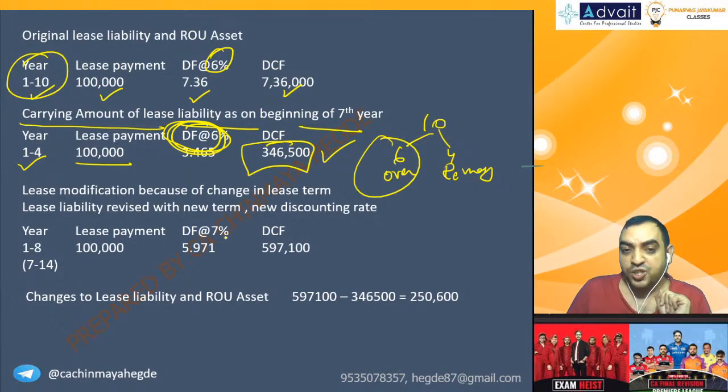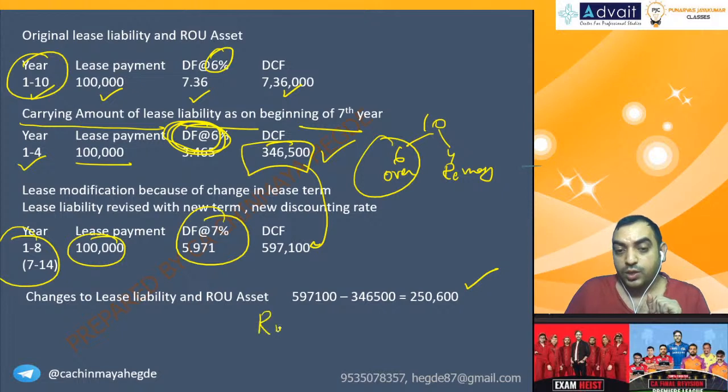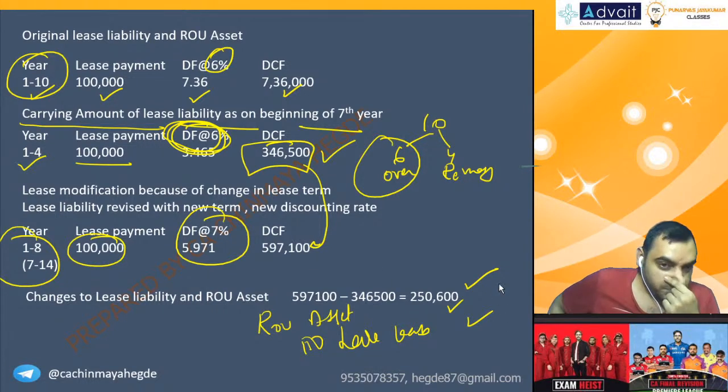Now lease modification, you go for it. Lease modification: 1 lakh, remaining 8 years at the beginning of the 7th year. So remaining 8 years, new rate 7%, 5,97,100. The difference between these two, you will debit to the ROU asset and credit to lease liability, 2,50,600. Modification always uses the new rate, correct. Hope you got the point.